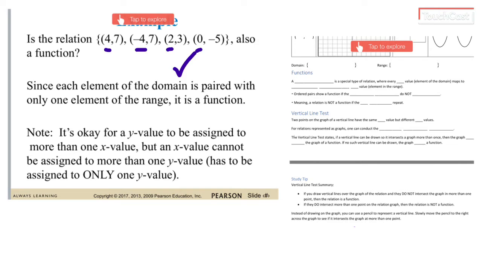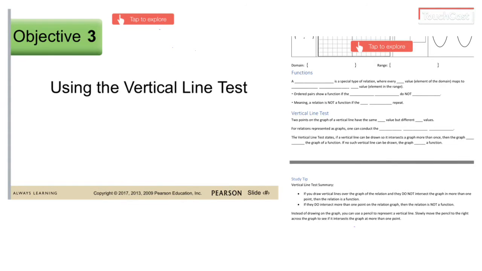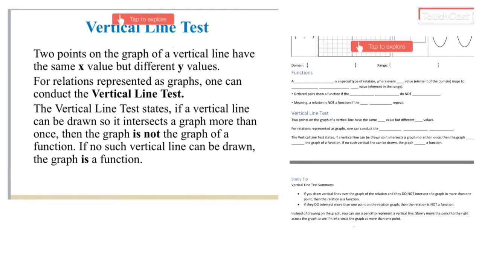A good note here is that it's okay for the y value to repeat, like the 7 did up here. It's just not okay for the x to repeat. So if we're given ordered pairs, we should check to make sure that the x's do not repeat. But if we're given a graph, then we want to test our graph with the vertical line test.